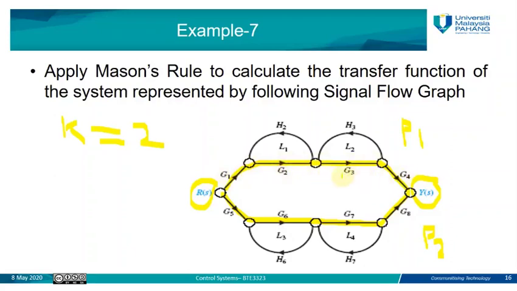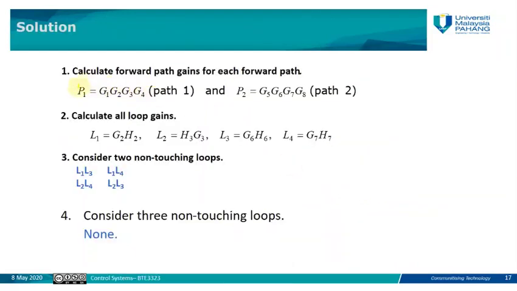So this will be the B1. B2 will be G5, G6, G7, G8. You can see here, path number 1 is G1, G2, G3, G4. B2 will be G5, G6, G7, G8. So this represents the gain of forward path number 1 and forward path number 2.